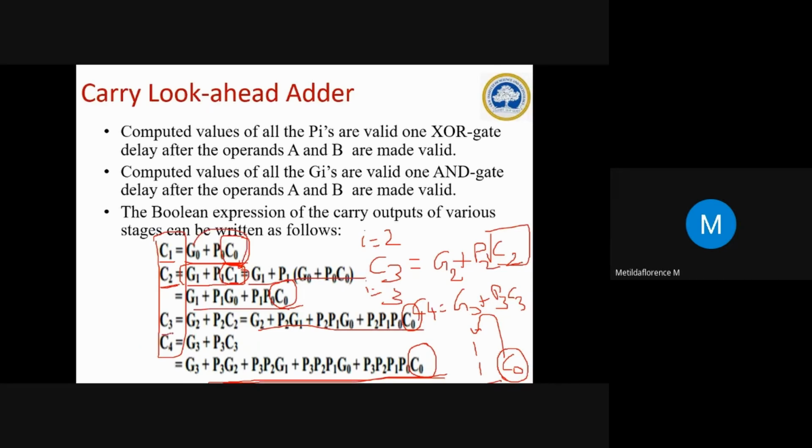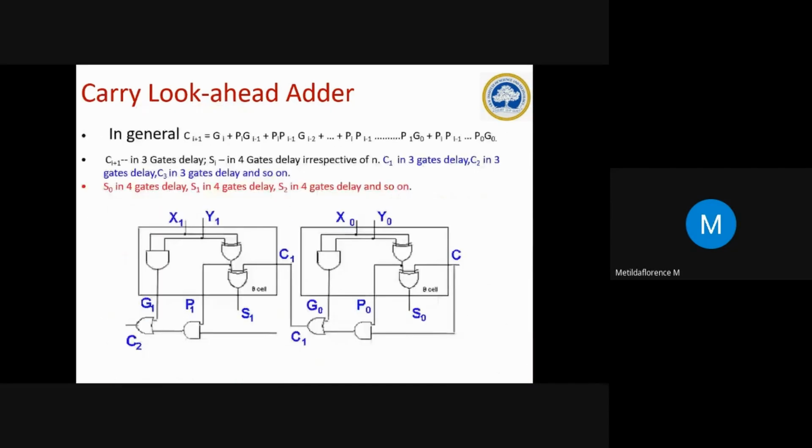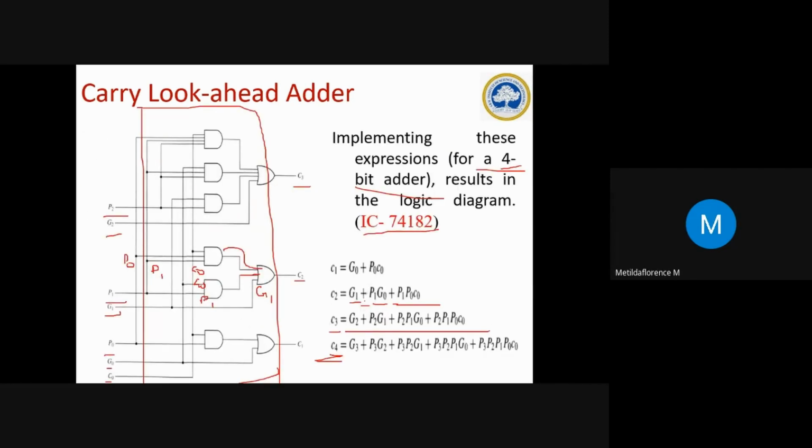Similarly for C3, I know the expression for C2. Apply this expression here and you will get this one. And for C4, I know the value for C3, so apply this expression and I will get this big one. After that, I need to draw the circuit. You don't need to draw all these things, just skip it. Directly you can come here and from the expression we got, we need to draw the circuit for carry alone. This carry circuit will be made into a chip. After making the circuit, you put it in one chip.